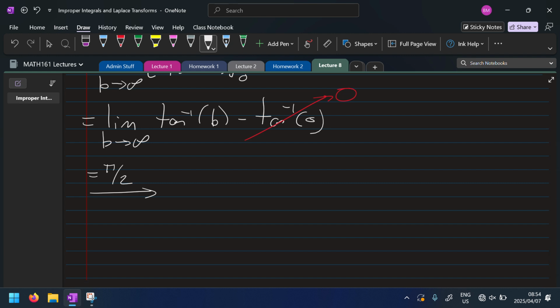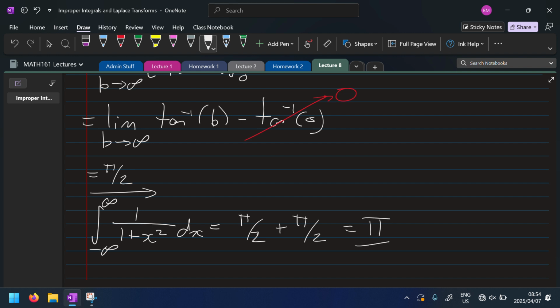So the pink one was pi over 2. The blue one was pi over 2. So the total one is just the sum. So it will be pi. So we have the integral from minus infinity to infinity, 1 over 1 plus x squared dx, will be pi over 2 from the first one, pi over 2 from the second one. So that's just pi.